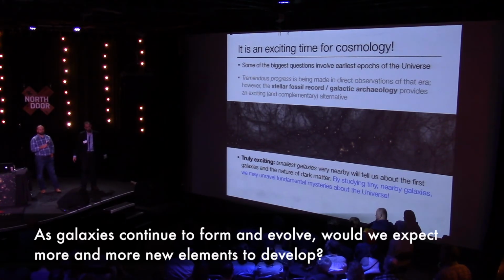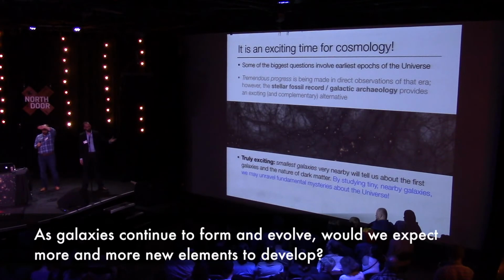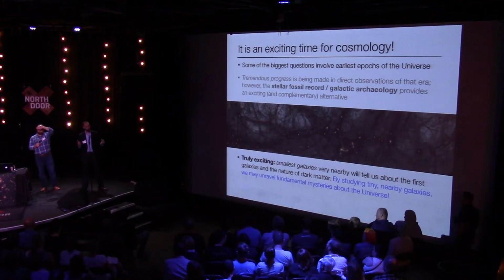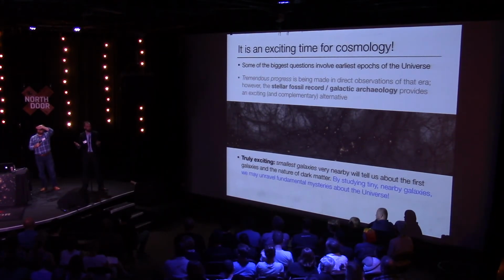So the question was, if I'm saying that these very ancient and low-mass galaxies really reflect the primordial composition of the early universe, if I sort of extrapolate forward, would I be saying we should be seeing new elements that we've never seen around us today, but that might be produced in the future?